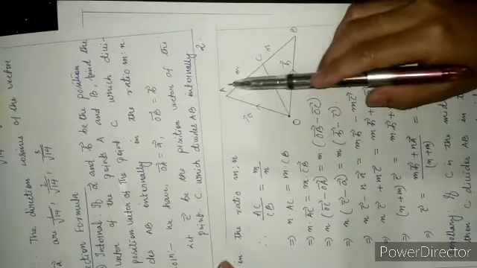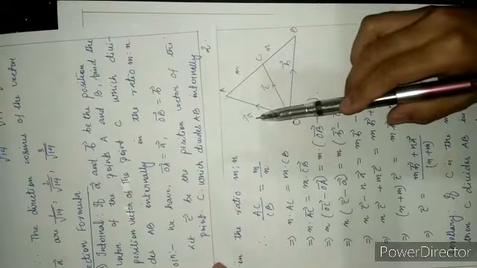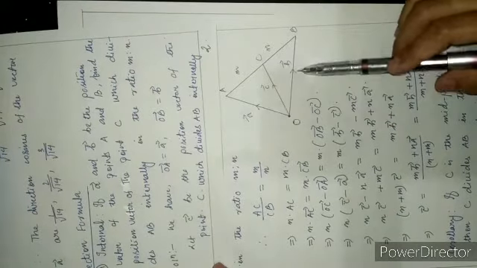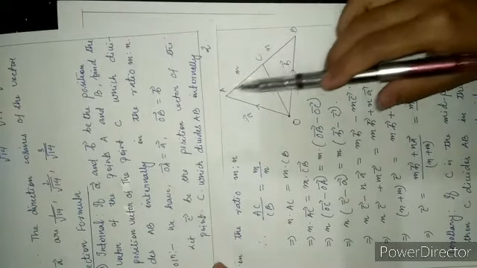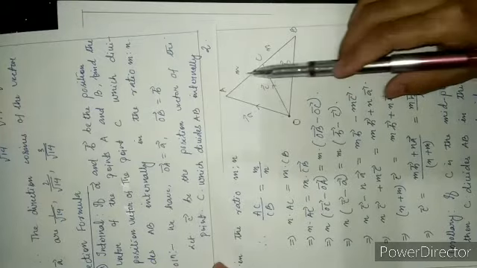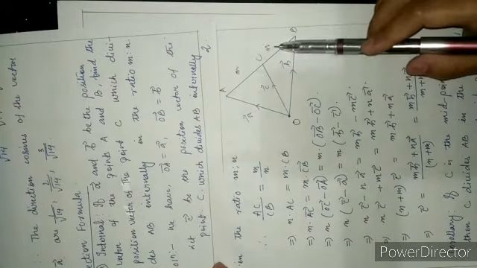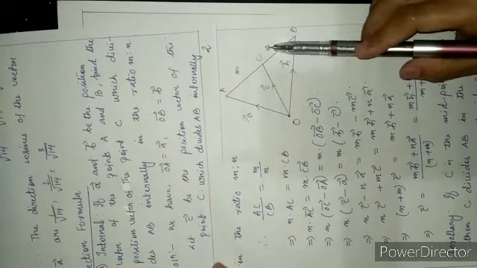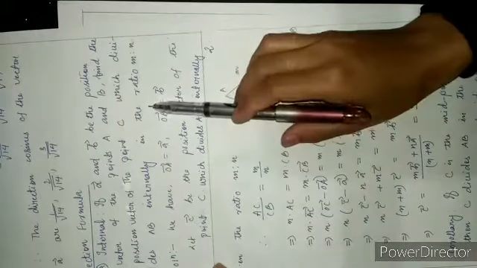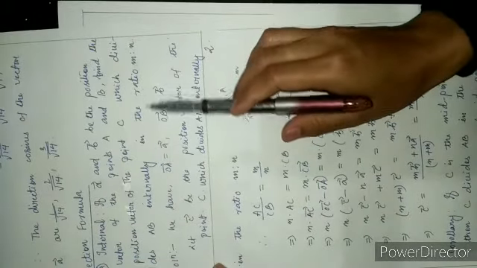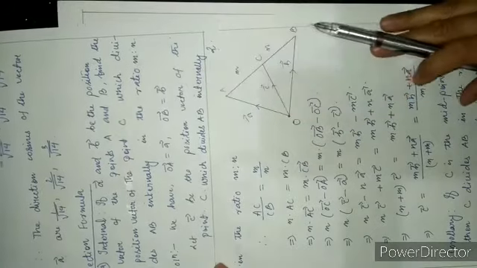In the figure there are two points A and B whose position vectors are a vector and b vector. If there is a point C which divides this line segment AB internally in the ratio m is to n, then here we are going to find the position vector of this point C.